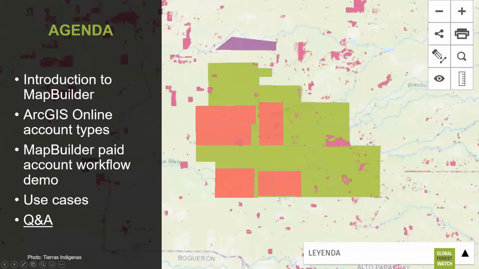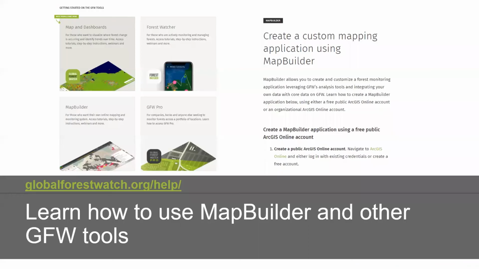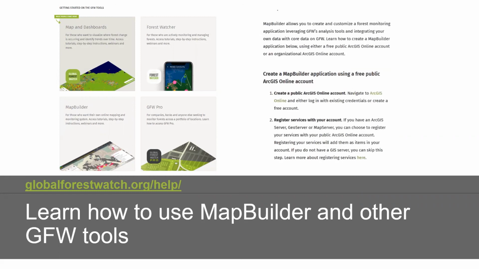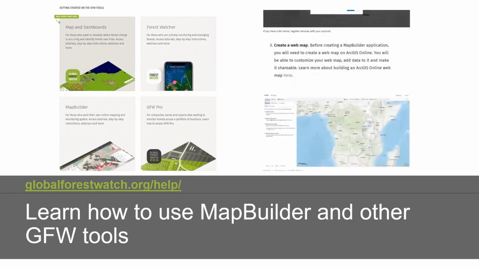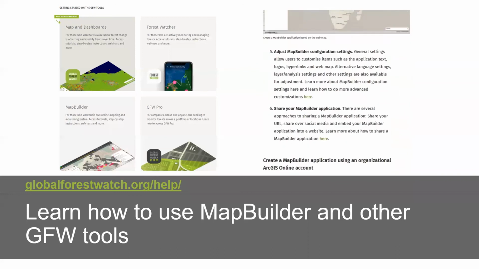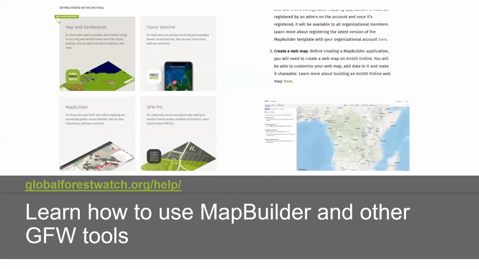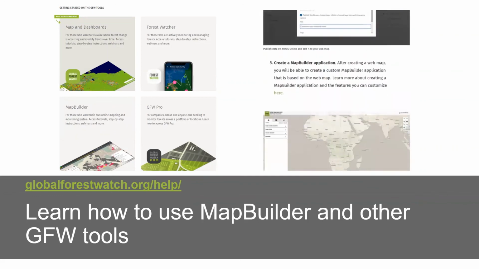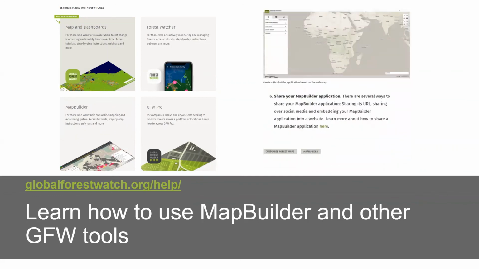So now we'll head into the Q&A, but before we get started, I wanted to provide a quick overview of the Help Center. So the Help Center provides access to training materials such as step-by-step instructions like the one on the screen, webinar recording. So this particular webinar recording will be on the Help Center, and FAQs. So if you want to learn more about how you can use MapBuilder and other Global Forest Watch tools, you can learn how to do that by accessing the Help Center and browsing through the different materials accessible there.